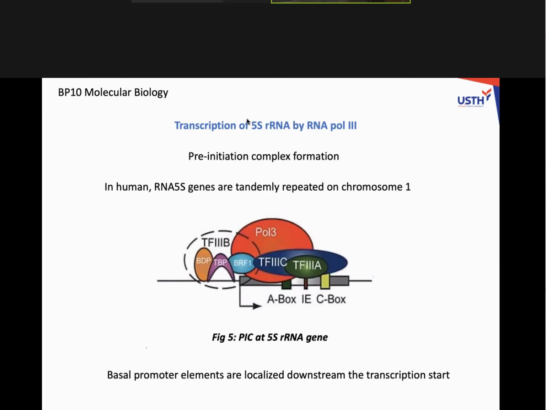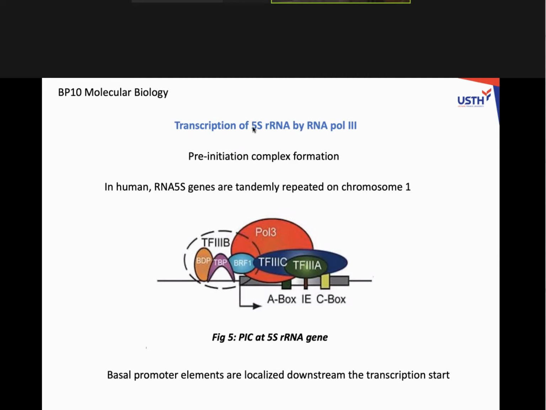POL3 is implicated in the transcription of plenty of small RNAs, and it transcribes the 5S RNA as well, which is a ribosomal RNA too. So for the ribosome, you've got 4 RNAs. You've got the 28S, the 18S, the 5.8S. Those 3 are transcribed by POL1. And the last one, the 5S, is transcribed by POL3. Okay? So it is not the aim of the lecture to know which RNA is encoded by which polymerase, but I'm more interested in the complexes that are formed on the promoter.